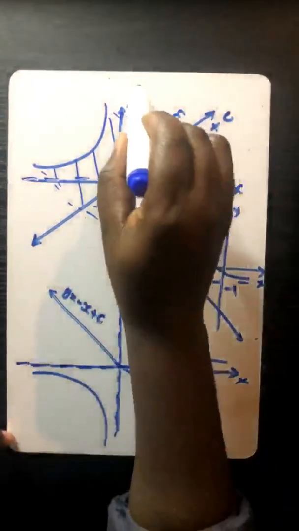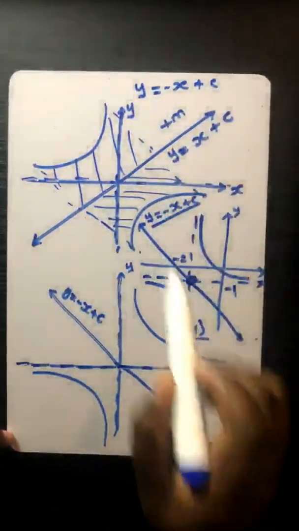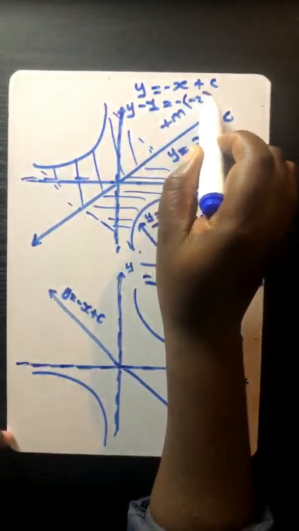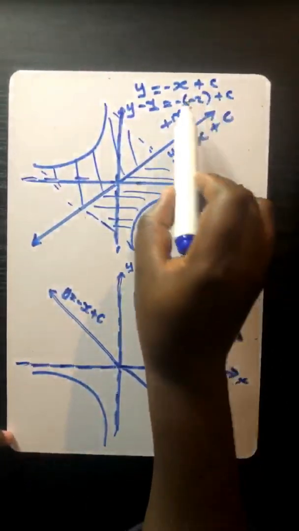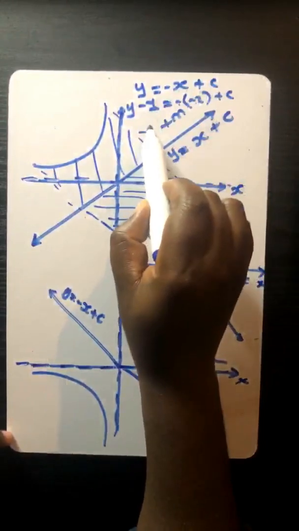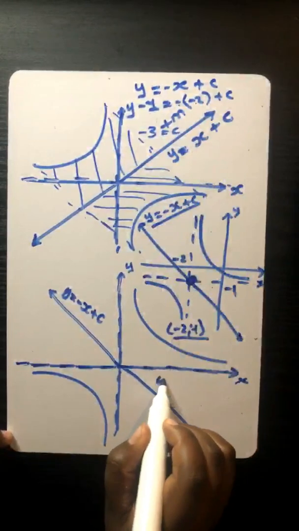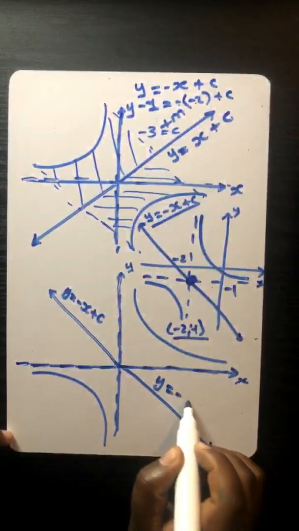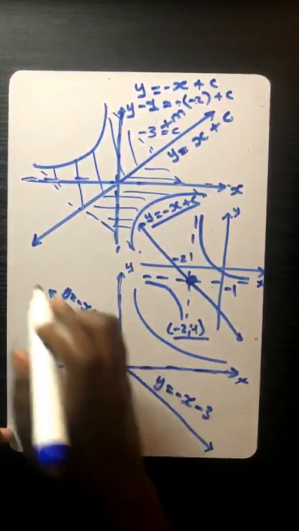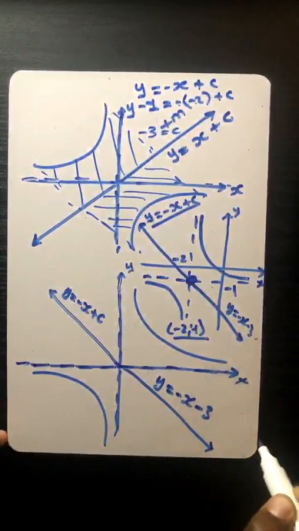Let's see. So you're going to have y equals -x plus c. What is y? y is -1, equals negative, this is -2, plus c. Then this times that is actually positive. You take it to the other side, then you have -3 equals c. So the equation that they want is y equals -x minus 3. Not for this line, but for this line, y equals -x minus 3.